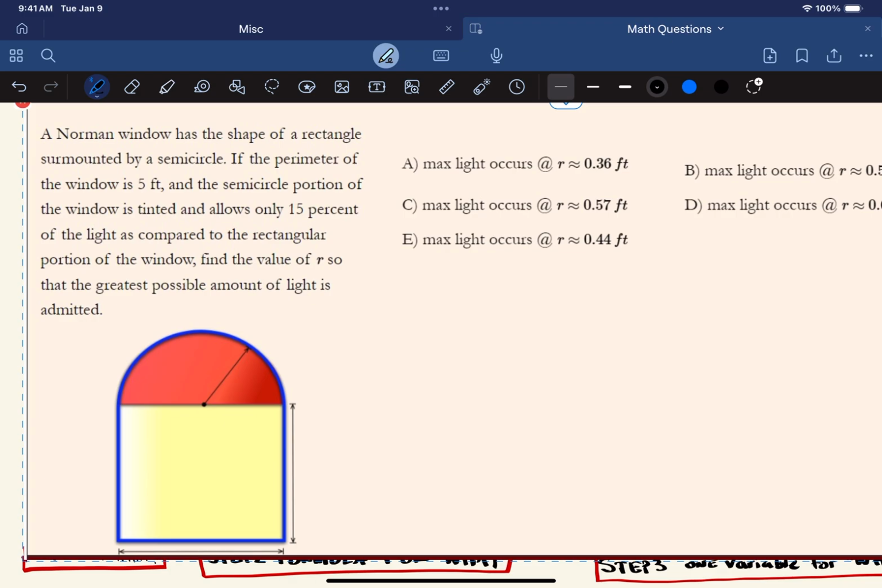Today we've got this beautiful problem, a classical one. Anybody who is somebody and is doing some calculus has done this type of problem. It's called the Norman window. And the idea here is to optimize the amount of light by shaping it differently.